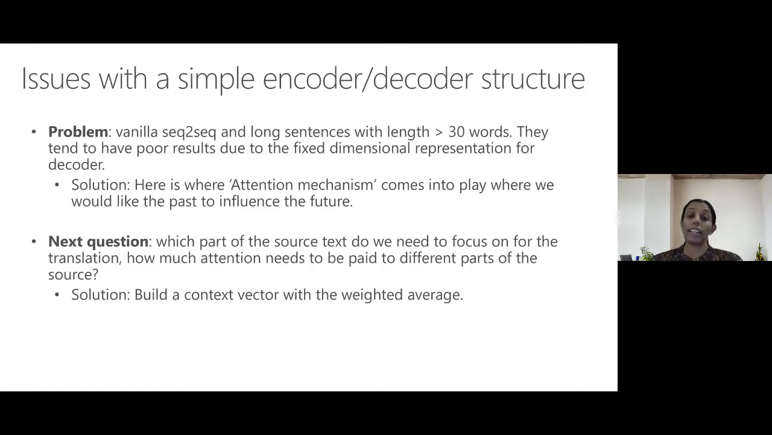Now obviously nothing is perfect. There are issues with the simple encoder-decoder structure. Vanilla sequence-to-sequence models tend to have poor results on long sentences of more than 30 words, due to that fixed-dimensional representation. That's when we use the attention mechanism. The next question is: which part of the source sentence do we need to focus on for translation? How much attention needs to be paid to different parts of the source? That's where we have the context vector with a weighted average to see which parts of the input sentence we give more weight to.